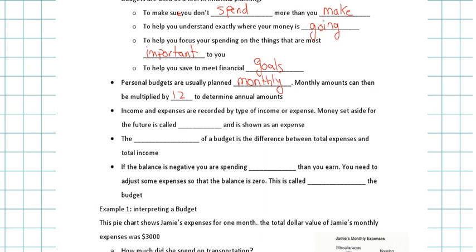When you're recording in the table of values, you're going to have two different things. You're going to have income and you're going to have expenses. When we're talking about expenses, we're going to split the expenses into fixed and variable expenses. And then, as I was telling you earlier, money set aside for the future is called savings, and it's shown as an expense. So you put it under the expense tab.